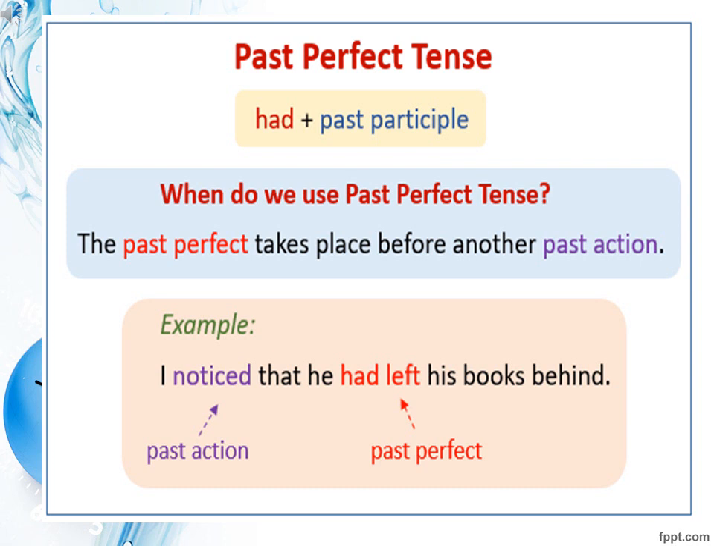Example: I noticed that he had left his books behind. I noticed يعني رأيت ولا لاحظت بأنه that he had left his books behind يعني ترك كتبه خلفه. Okay, so ترك الكتب هو الحدث الأول اللي وقع دونك هو اللي غيكون في past perfect. Okay, و notice is the second action هو اللي غيكون في simple past. هنا كنستعملوا past perfect لتراتبية الأحداث.